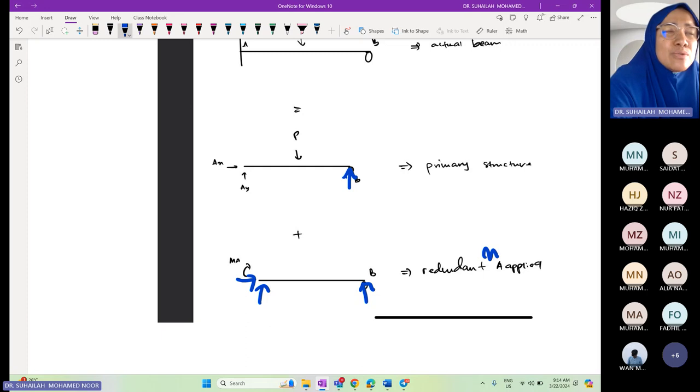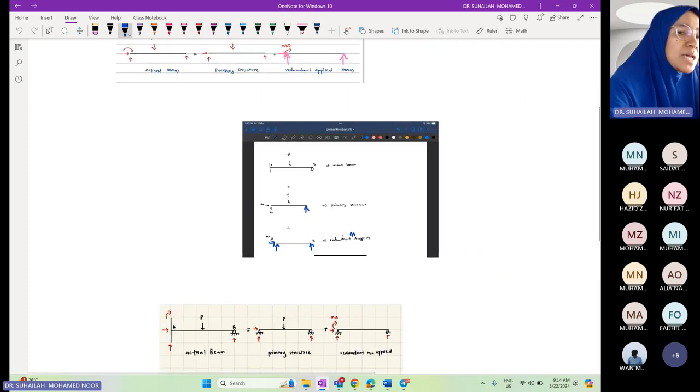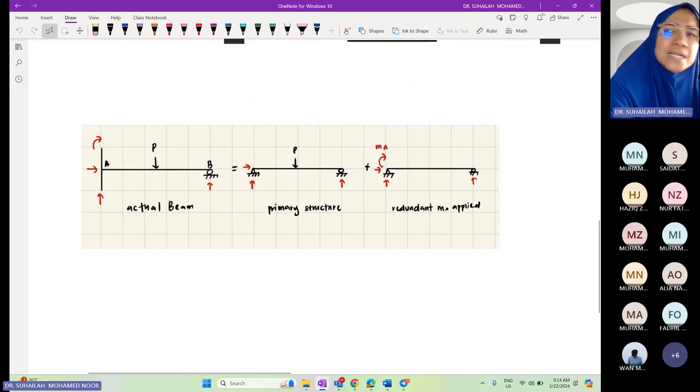Tak kisahlah dia nanti you buat frame or you buat truss. Please make sure primary structure and redundant structure are the same type of structure. The same type of structure. Beza kat mana? Hanya beza pada loading. Primary structure, external loading given in the question. Redundant structure is the redundant applied. Ada lagi tak? Okay. So biasakan buat benda yang betul, so that bila sampai exam pun you akan buat benda yang betul.